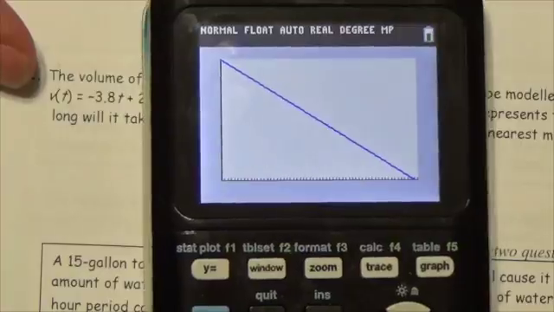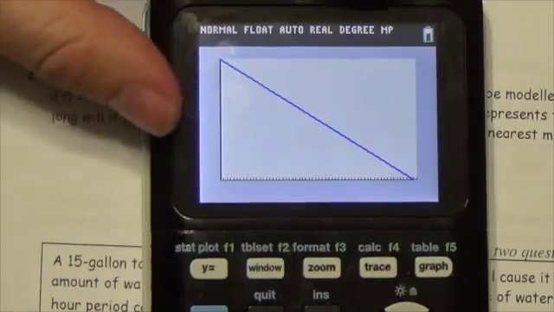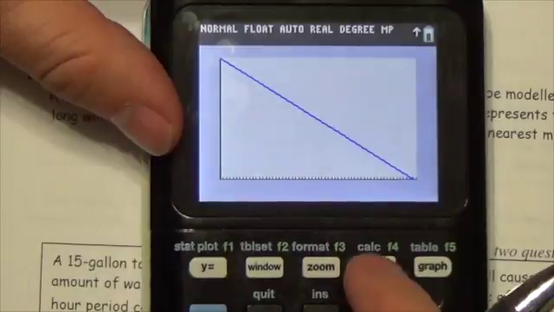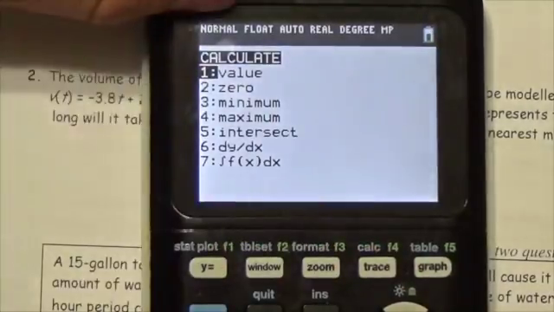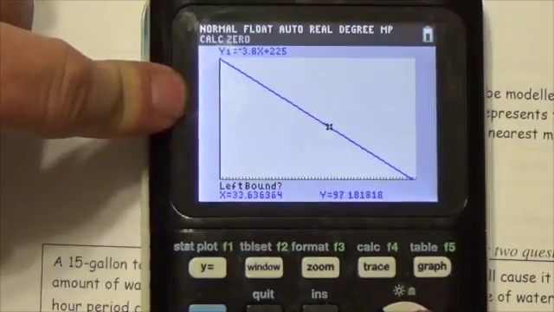So I hope you kind of see what I'm doing with this. I don't know what the window settings are supposed to be. I'm just kind of taking a stab at it, but I'm using some tools there to help me out with this. So I want to find that X intercept. So I press second trace to get into the calc menu, and I'm looking for that 0. Okay. So now I'm going to move the cursor close here.